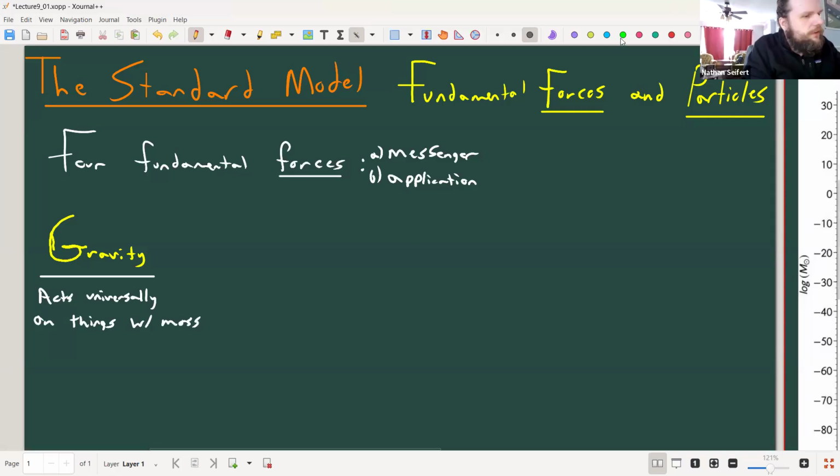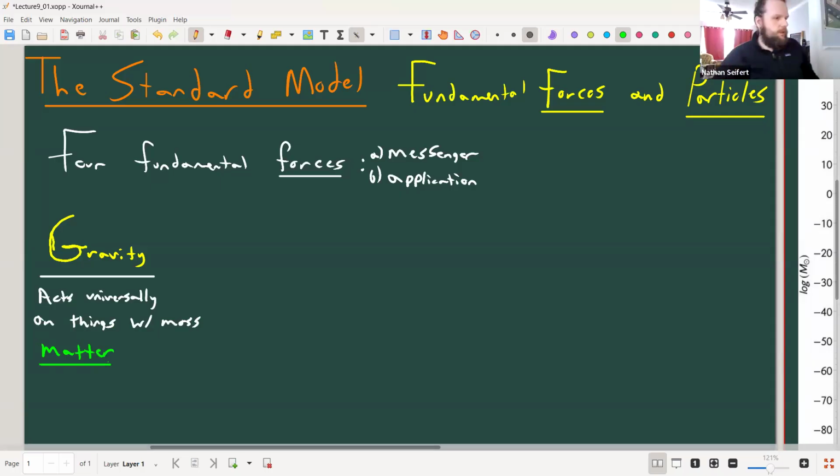Which I want to call a very specific word, and I know it sounds a bit trite, but matter, right? It acts on all matter. It acts on bowling balls, and it also acts on electrons. Though we have some intuitive sense that it doesn't really matter that much for atoms, right? We don't think about the gravitational attraction between an atom and the ground. We'll have to think about that idea. We'll come back to it.